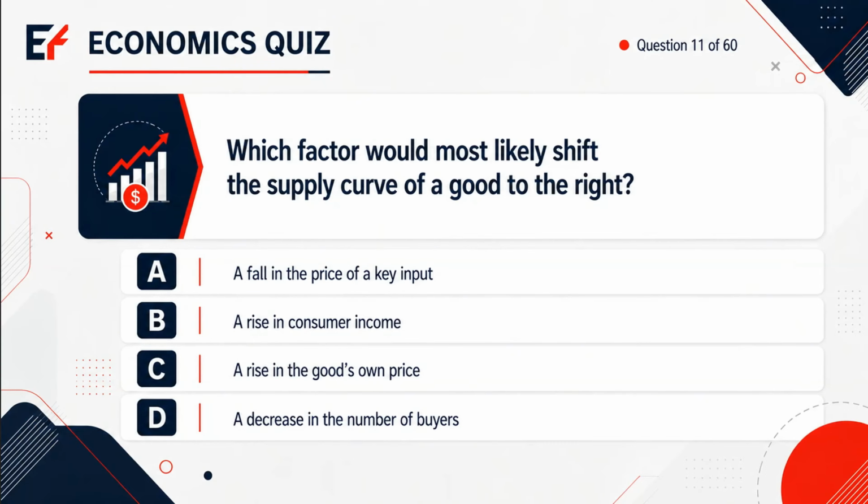A. A fall in the price of a key input. B. A rise in consumer income. C. A rise in the good's own price. D. A decrease in the number of buyers. The correct answer is A.